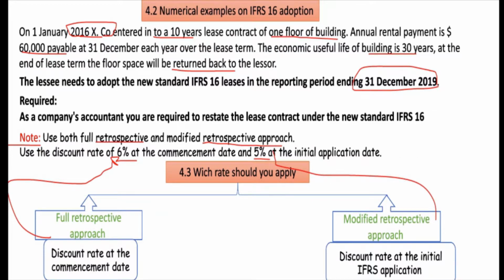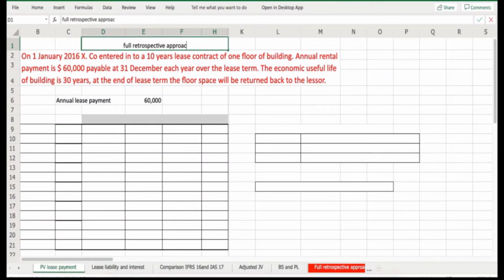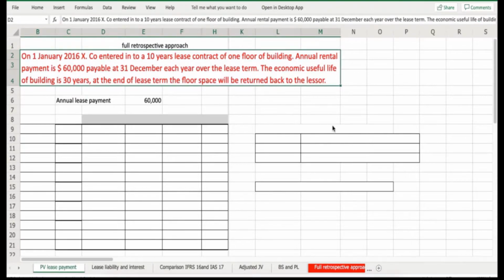The commencement date means the date that you entered into the contract with the lessor. But the date that you decided to apply IFRS 16 is called the initial application date. So we need to be careful with these two discount rates.